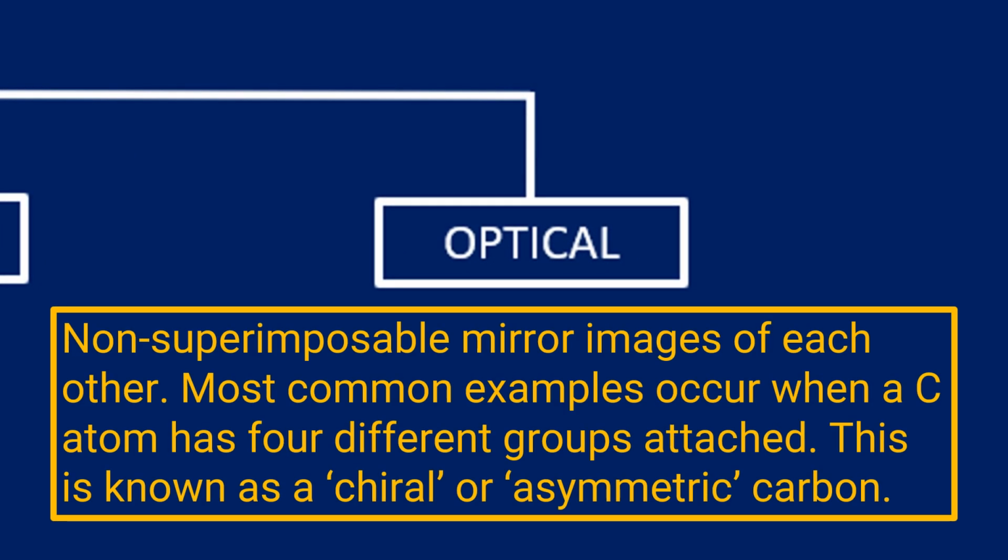Okay, the final type of stereoisomer is the optical isomers. And this is identified or defined as non-superimposable mirror images of each other. And they most commonly occur when a carbon atom has 4 different groups attached, and we call this a chiral carbon or an asymmetric carbon.